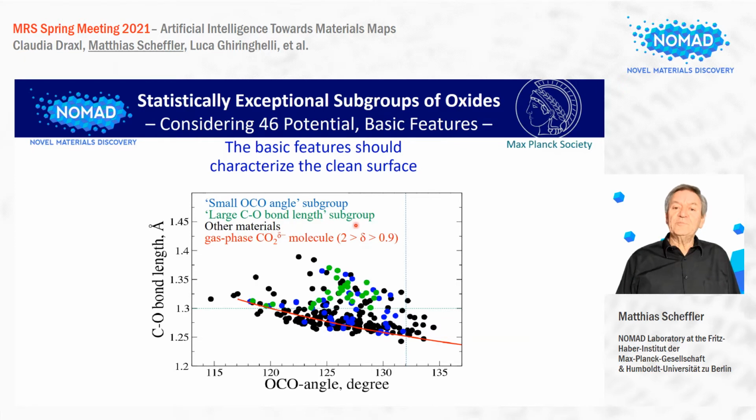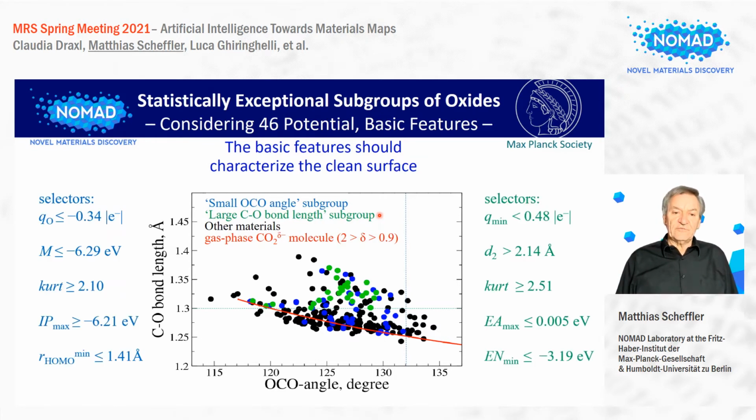The blue subgroup is the small angle subgroup, and the green subgroup the large CO bond length subgroup. The descriptive parameters that identify the materials of the two subgroups are here.